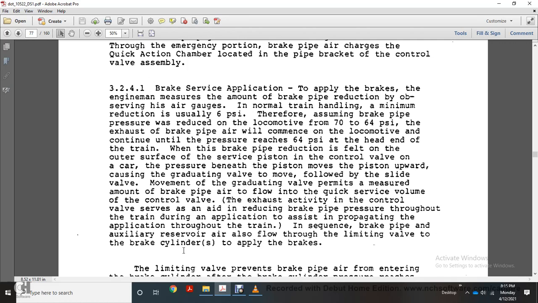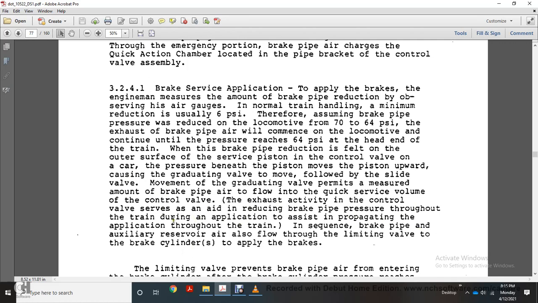When the brake pipe reduction is felt along the outer surface of the piston of the control valve on the car, the pressure beneath the piston moves the piston upward, causing the graduating valve to move. The movement of the graduating valve permits a measured amount of brake pipe air to flow to the quick service volume. The exhaust of the quick service volume through the control valve serves to aid in the reduction of brake pipe pressure throughout the train during the application, assisting propagation of the application throughout the train.